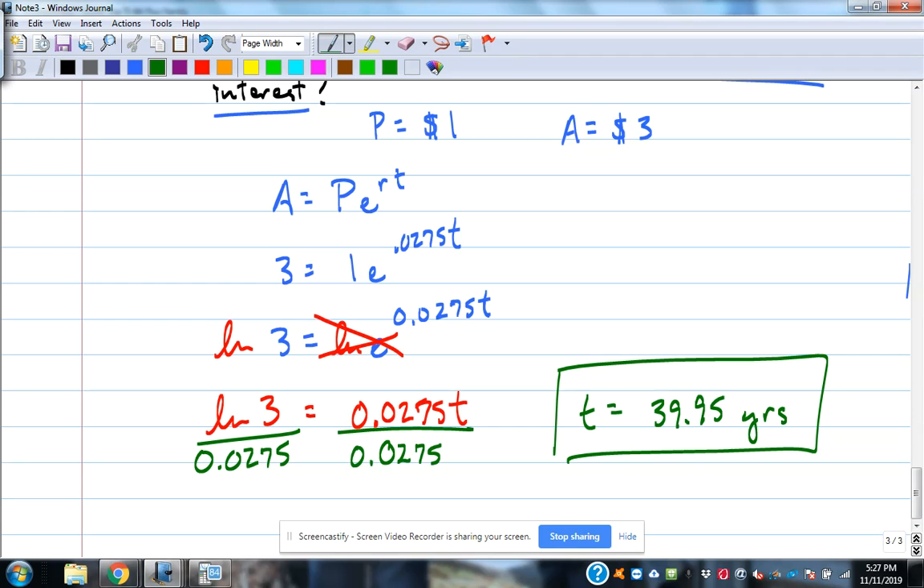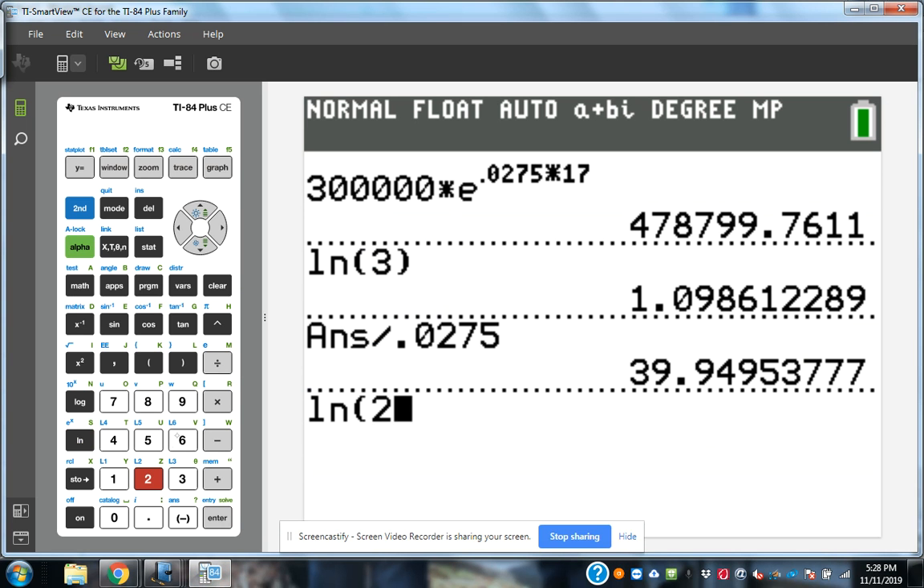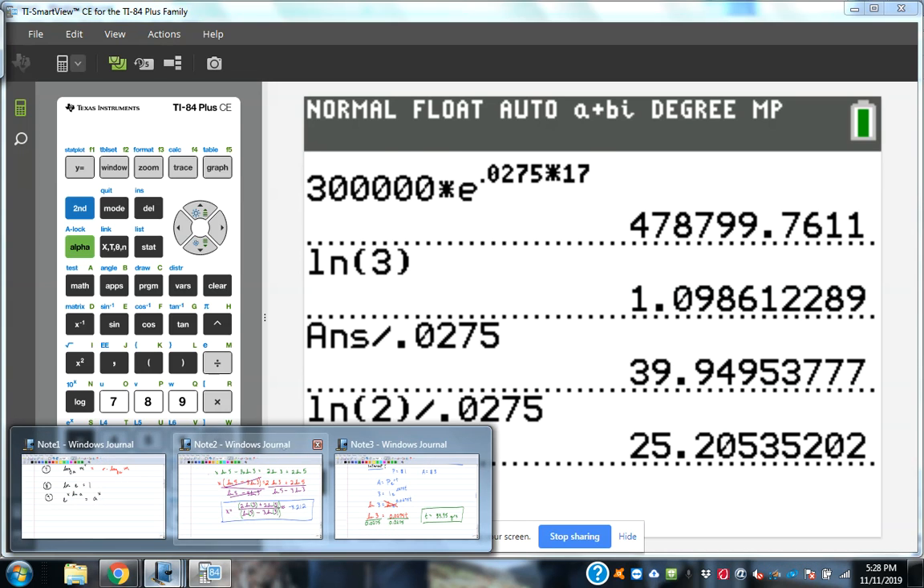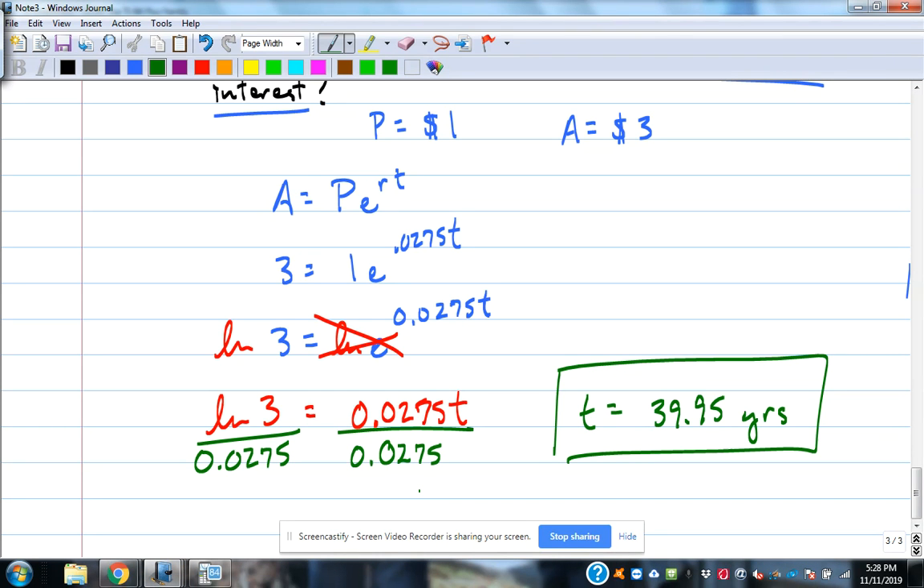If we wanted to double the investment, we'd take the natural log of 2 divided by 0.0275 and see how long that would take, which I'm curious about. It'd only take 25 years to double, which is a little more reasonable. I'm not sure I'll live another 40. Maybe not 25, but close. So if the interest rate goes up, then obviously that time goes down.